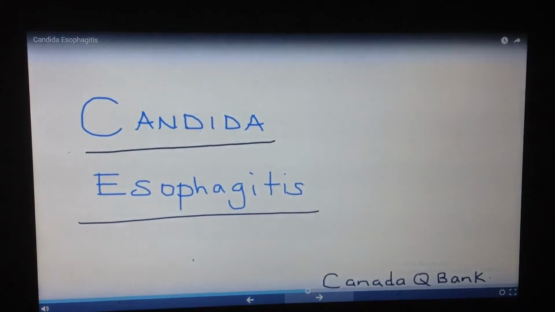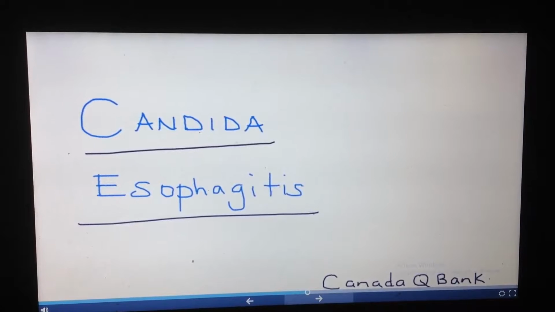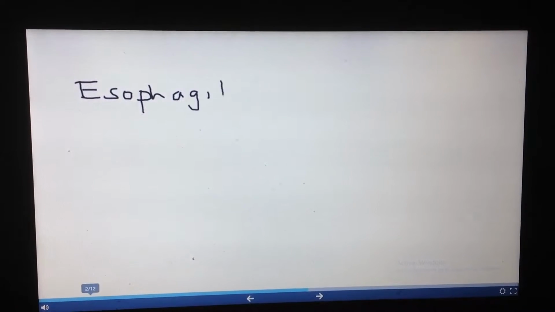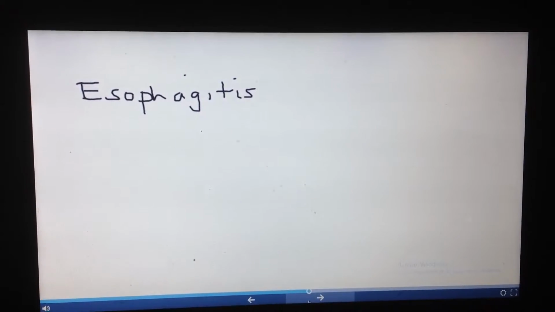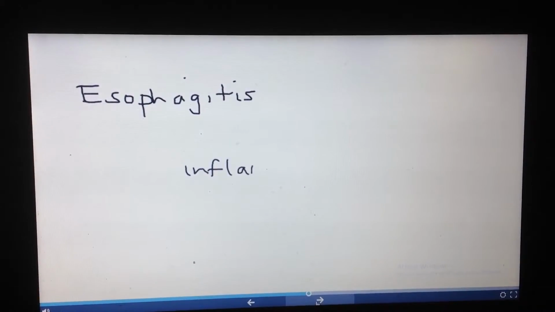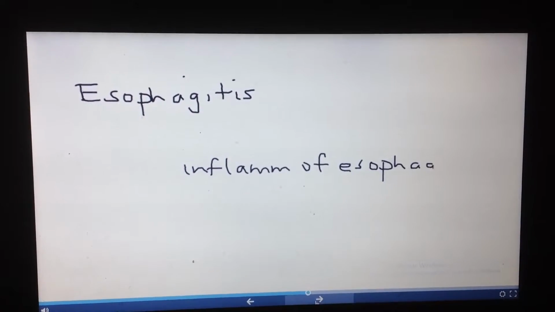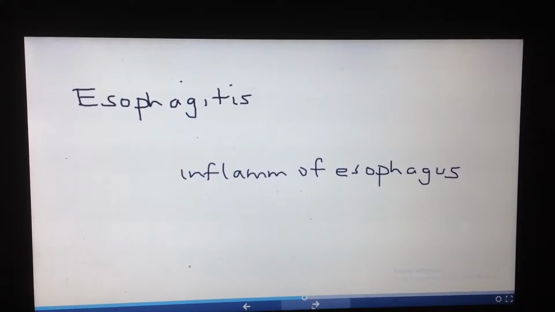Candida esophagitis is the topic, and I'll talk about esophagitis in general, and then I'll touch base on Candida more specifically. Esophagitis, as you can deduce, is essentially inflammation of the esophagus, and the esophagus, of course, is the tube that connects the mouth to the stomach.